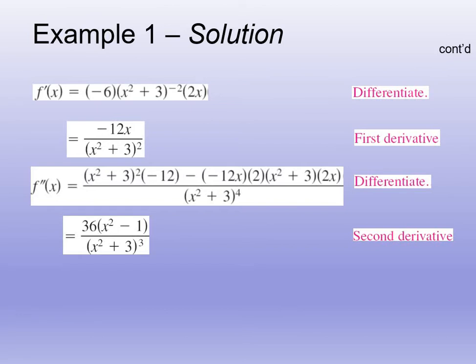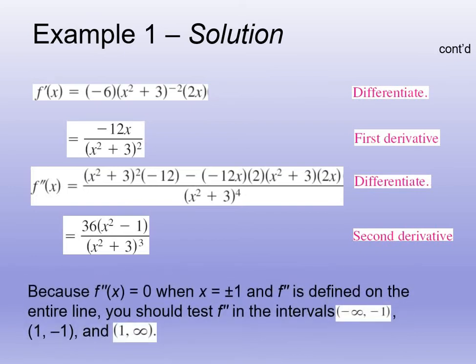Now let's apply the second derivative test. That means we need to set the second derivative equal to 0. So you're going to say 0 equals 36 times x squared minus 1, divided by x squared plus 3 quantity cubed. Well, when we multiply both sides by x squared plus 3 quantity cubed, we get 0.